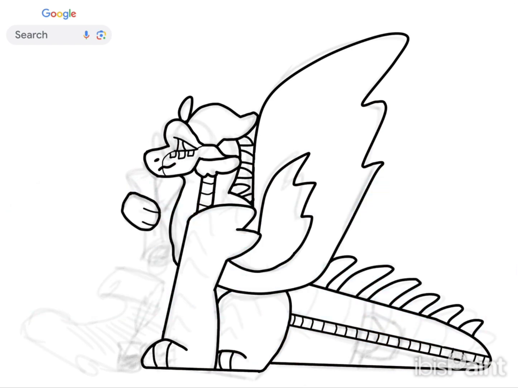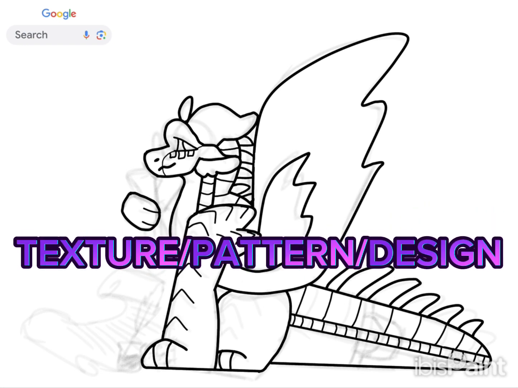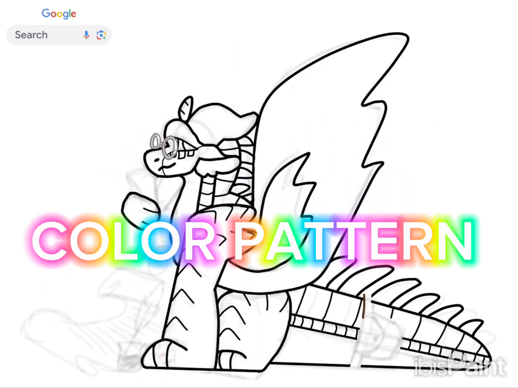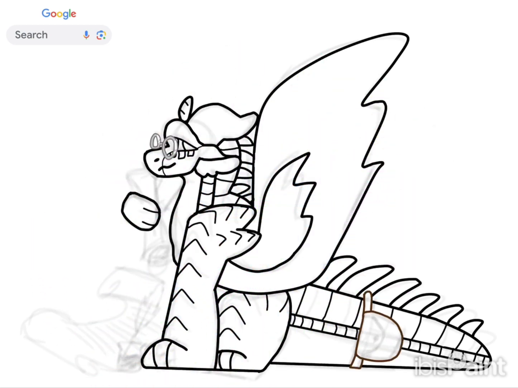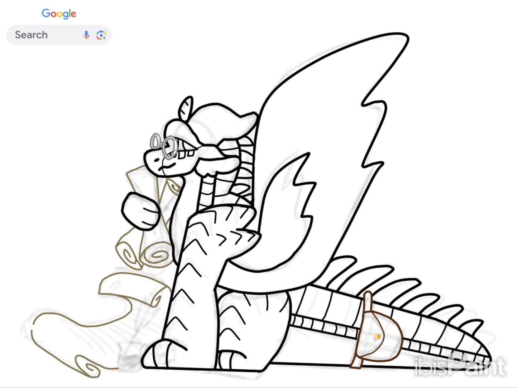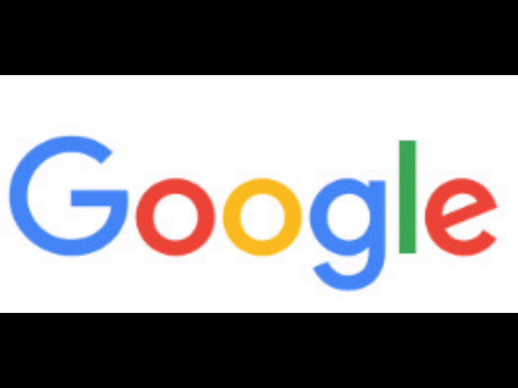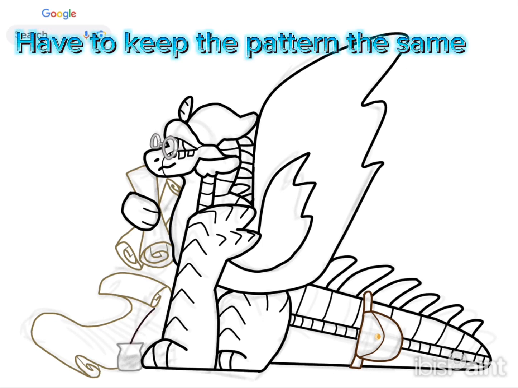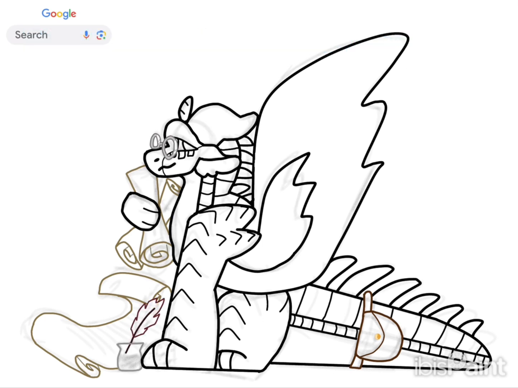The second rule is texture, pattern, detail. There isn't much here, but what there is, is the color pattern. However, that does connect with the color rule. It is a very important detail. When you look at the Google design, the pattern goes blue, red, yellow, blue, green, red. Now you have to keep that pattern in your design or it's going to look off.